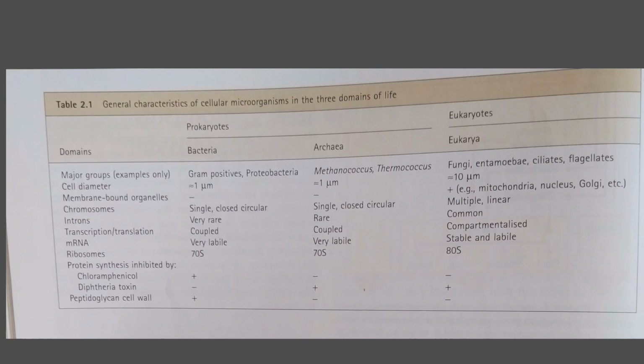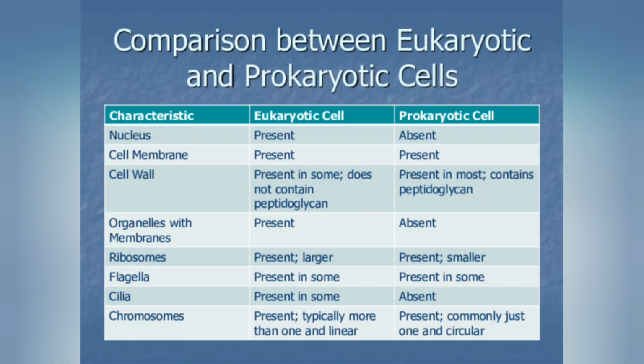So there are messenger RNA, ribosomes, and many other characteristics on the basis of which these three domains are explained in this table.